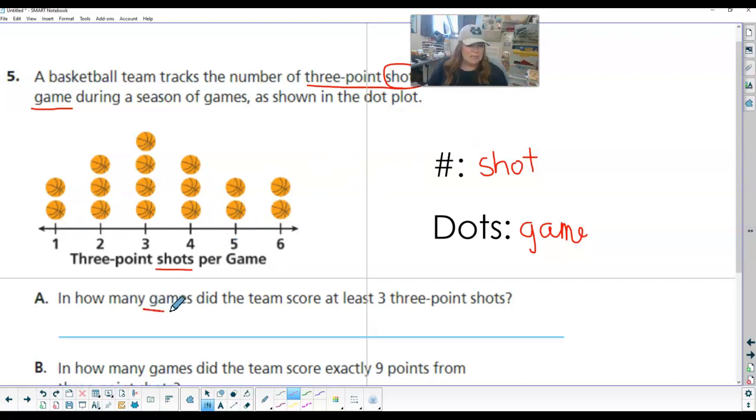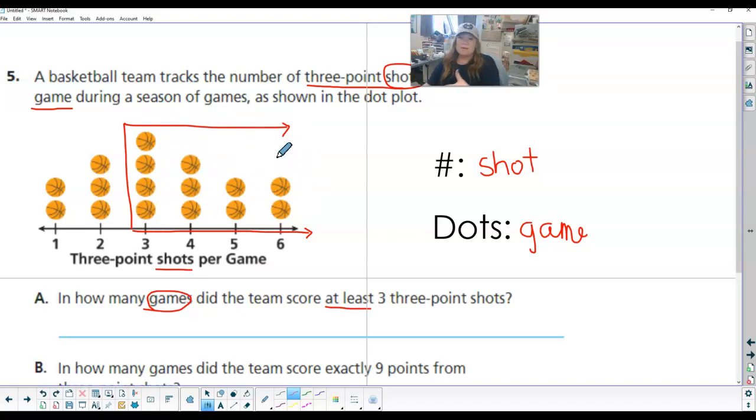Hey, in how many games? Okay, so that tells me I'm using basketballs to answer. Did the team score at least 3 3-point shots? 3 3-pointers, okay? So we have these words, at least. That means 3 is the least they made. They could make 4, they could make 5, they could make 6. So we're counting basketballs, right? We're counting all of these basketballs from 3 and over. All of these they made at least 3.